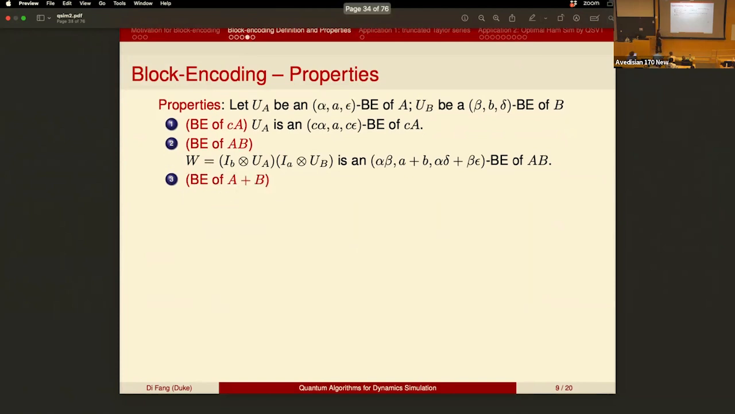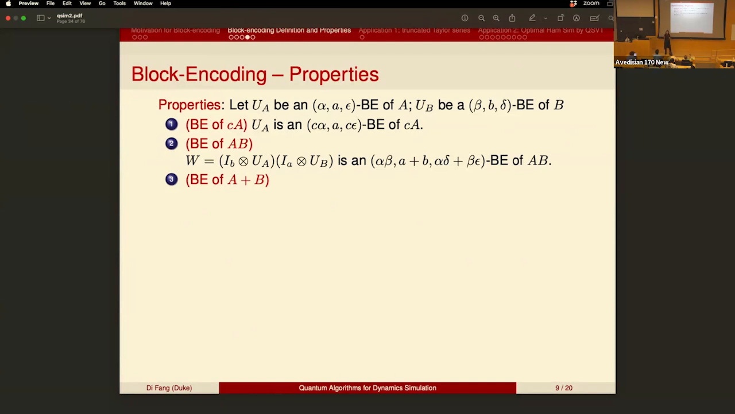Okay. Third question. I have scalar multiplication and I have multiplication. Can I do a sum? If I can do a sum, I can do linear combinations, and I can do a lot of things. Can we do a sum? This is the simplest version of the so-called LCU, short for linear combination of unitaries, which means that if you have one unitary and another unitary, it can be a block encoding of something. The linear combination of unitaries for block encodings is called linear combination of block encodings.